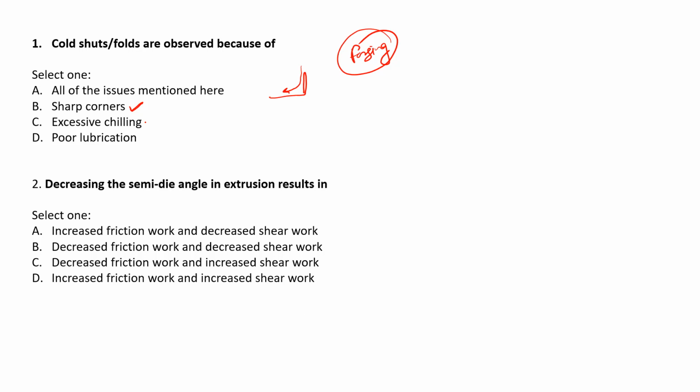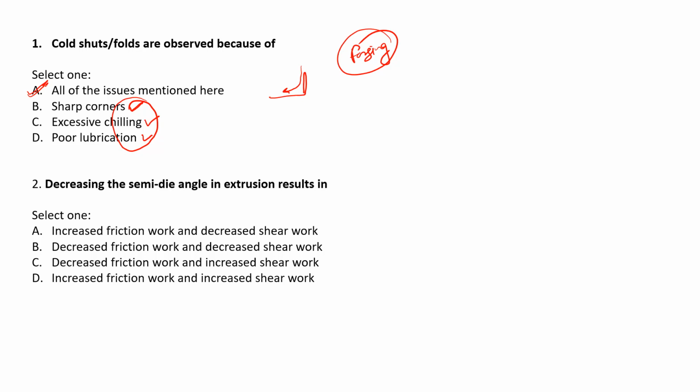Excessive chilling, that means excessive solidification, means the temperature drop. So because of this temperature drop also, the movement of the material decreases. So this will also be a correct one. Poor lubrication, because of poor lubrication also the flow of material decreases. So all three options can be the reason for these cold shuts or the faults. Okay, so option A will be the correct one.